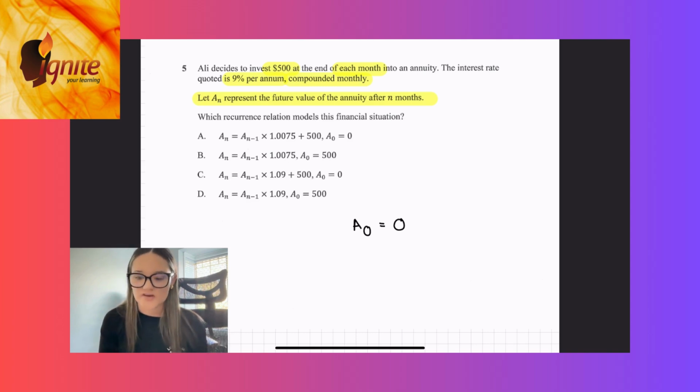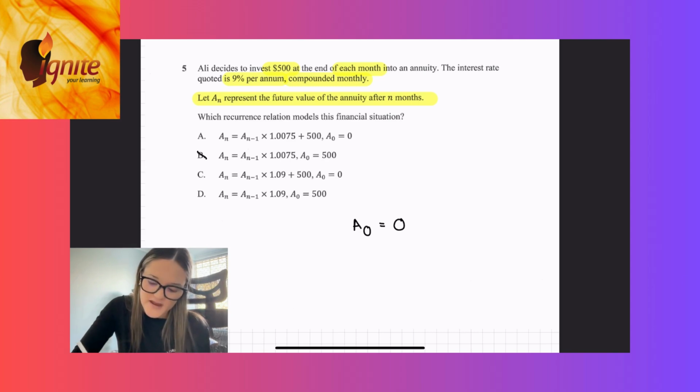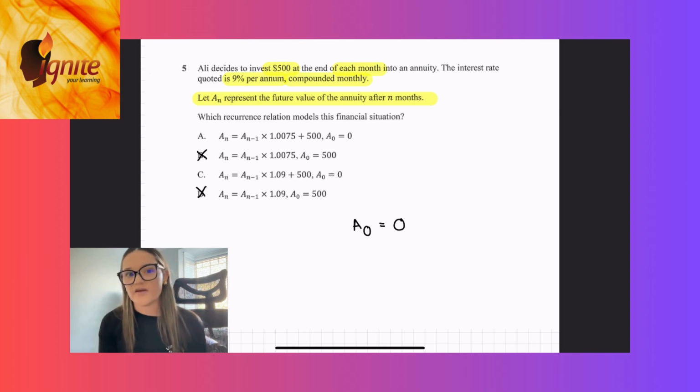Because it's a multiple choice question, because we got A_0 is equal to 0, straight away what I can do is get rid of my options B and my options D because they have A_0 as being 500. But we know because she starts investing at the end of each month, after the end of 0 months, she's not going to have any money in her account.